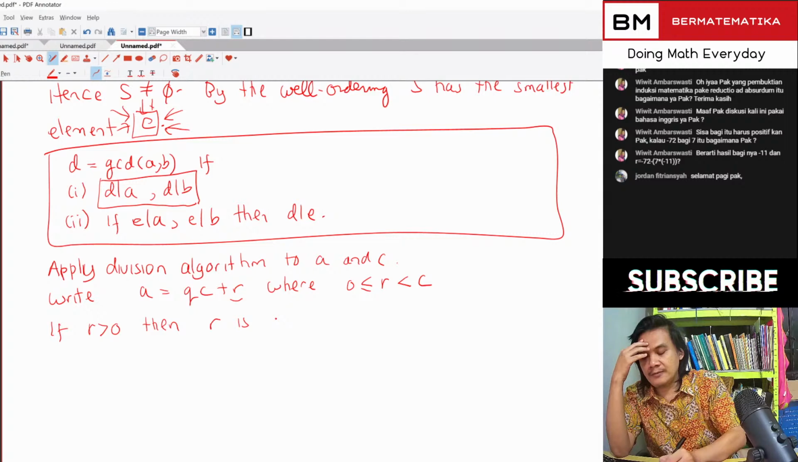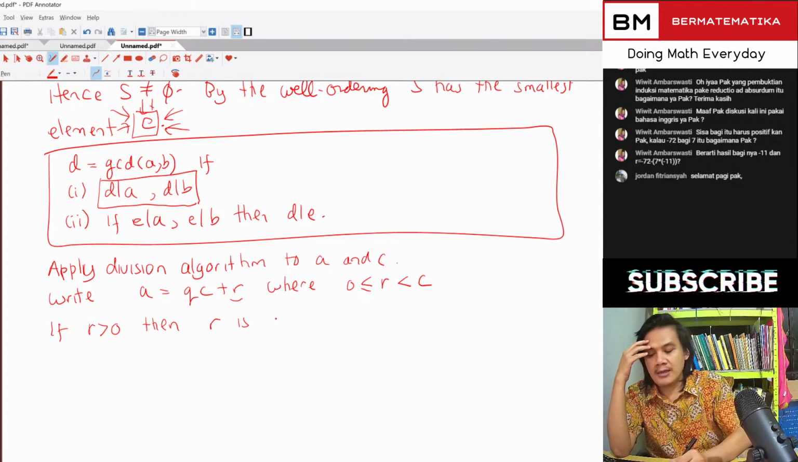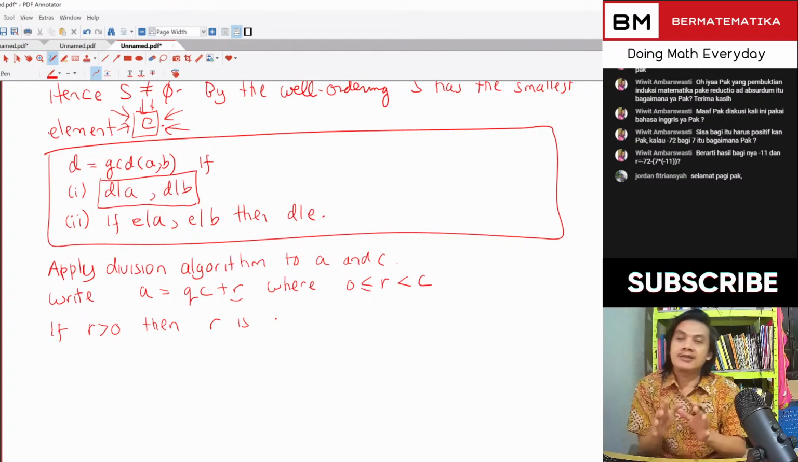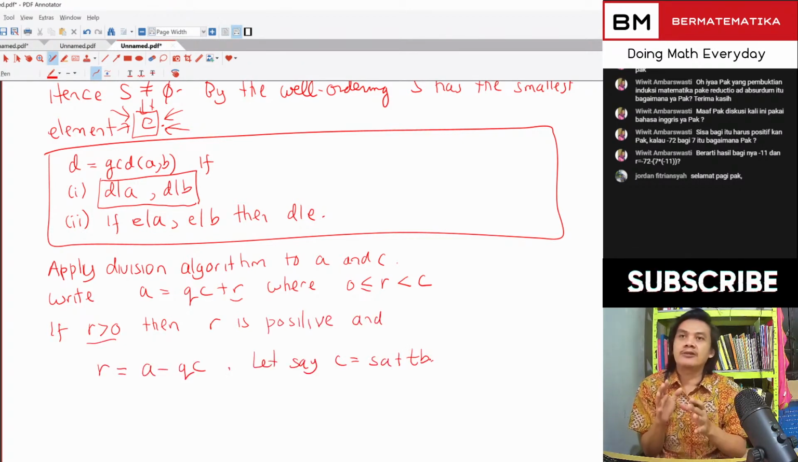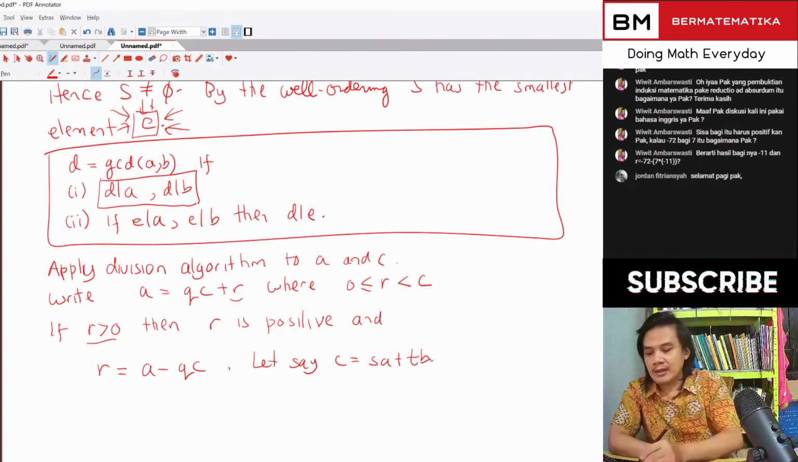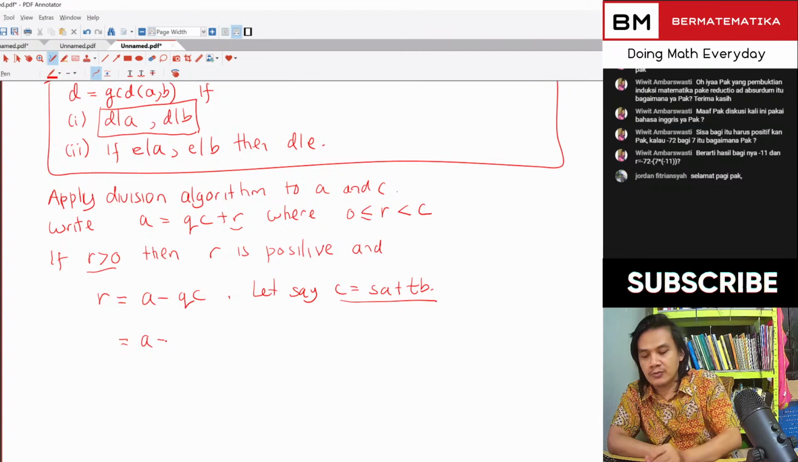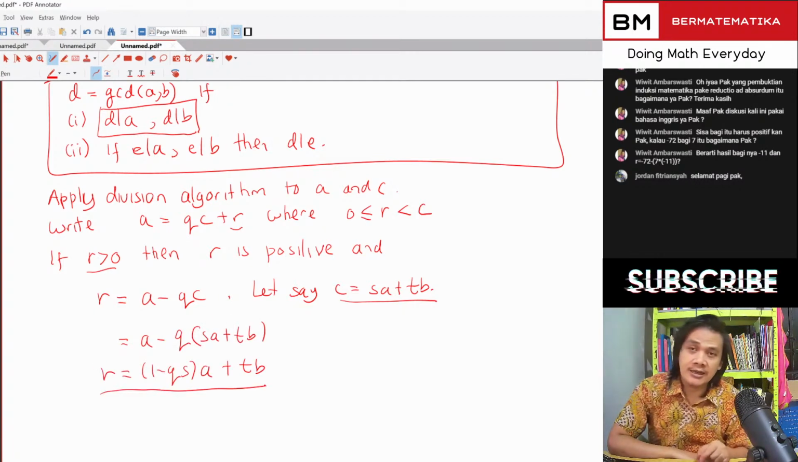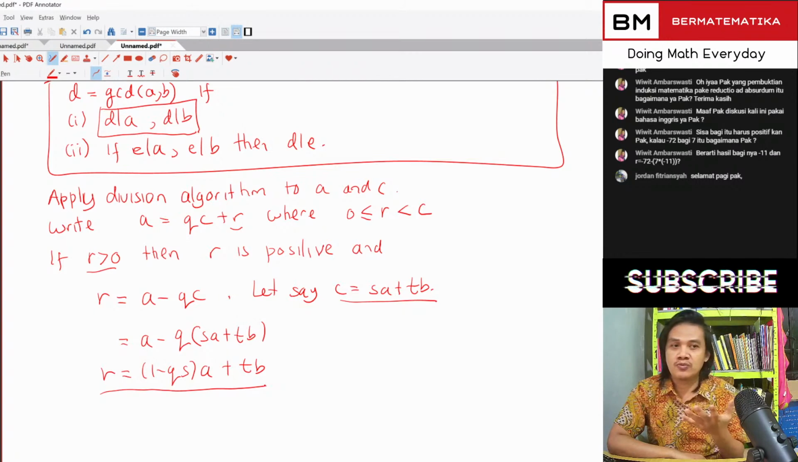Let's say our C is equal to SA plus TB. Remember that C is the smallest element of S, and every element of S can be written as a linear combination of A and B. So if we plug this C into our equation, we have A minus Q times (SA plus TB). Factoring out the A, we get (1 minus QS)A minus QTB. But this is a contradiction. Can anyone see? This contradicts which statement?